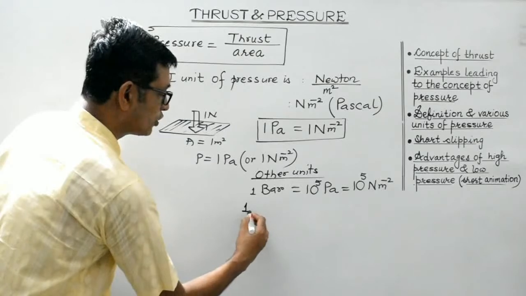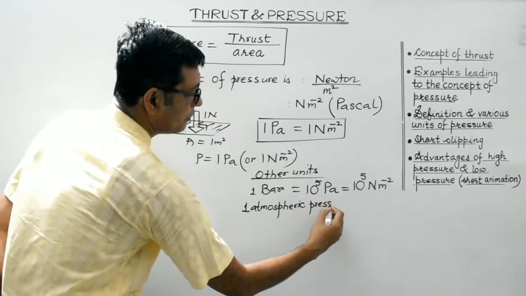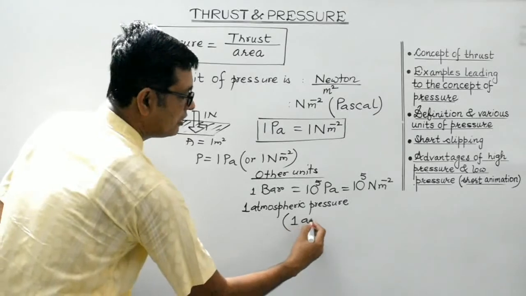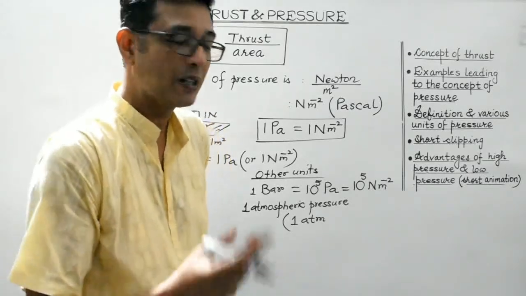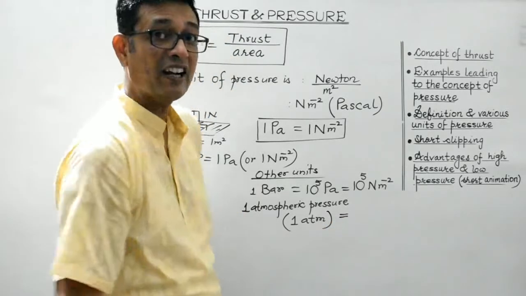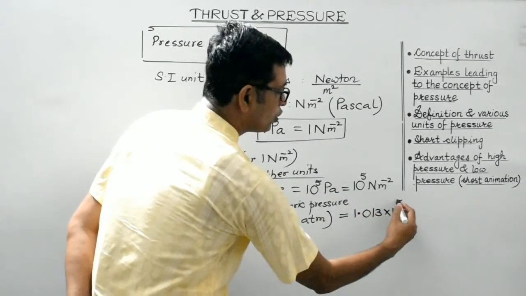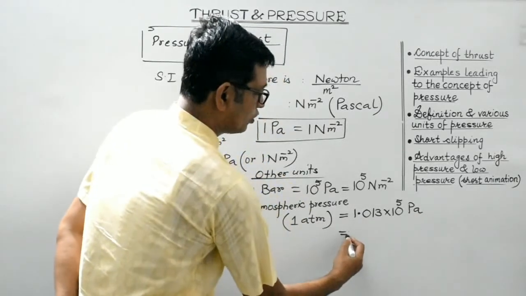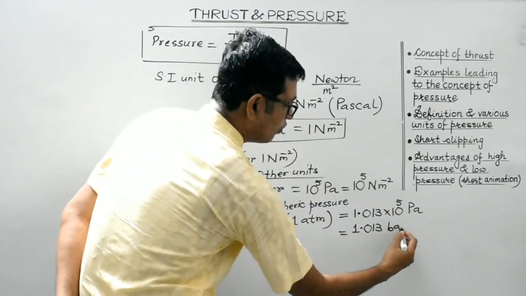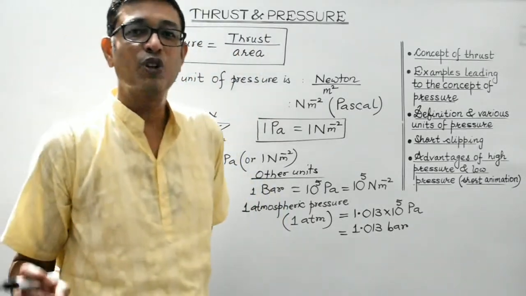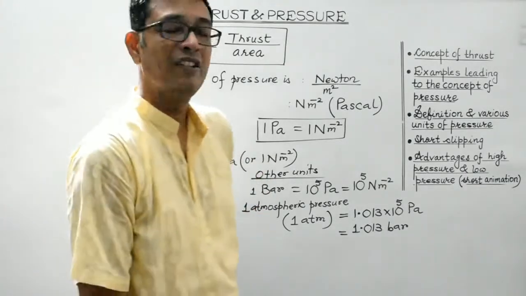Then there is atmospheric pressure. It is represented as ATM. It is not auto teller machine, right? Here it stands for atmospheric pressure. And atmospheric pressure at sea level is measured to be 1.013 into 10 raised to power 5 Pascal. So students, 10 raised to power 5 Pascal is bar, so it can be written as 1.013 bar. So this is the atmospheric pressure at sea level, right? So these are the various units for measuring pressure.